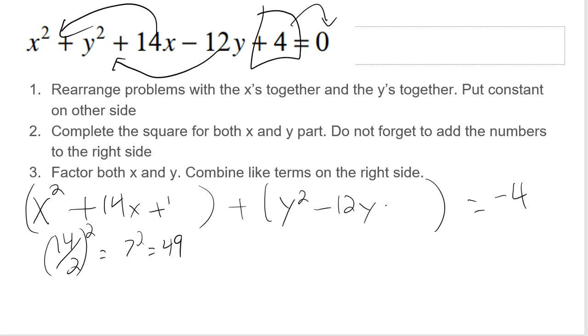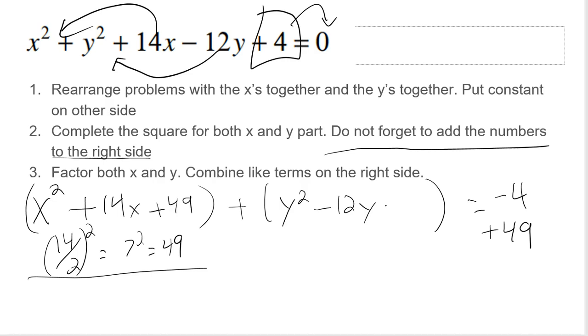Okay, that means I'm going to put a plus 49. Now, don't stop right there. You got to remember this. It says do not forget to add numbers to the right side. Because remember, guys, if I add a 49 to the left side, I have to add 49 to the right side. That's just counterbalance. It's like you want to keep this teeter-totter balanced. If I put 49 pounds on the left side, I have to put 49 pounds on the right side to make it balance. So I'm going to add 49. Remember, I got the 49 from right here.